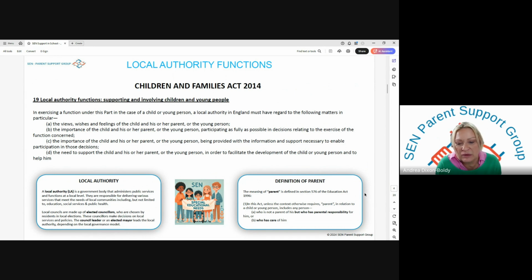Now, the definition of parent, as defined by the Education Act, section 576: in this act, unless the context otherwise requires, parent in relation to a child or young person includes any person who is not a parent of his, but who has parental responsibility for him or who has care of him.